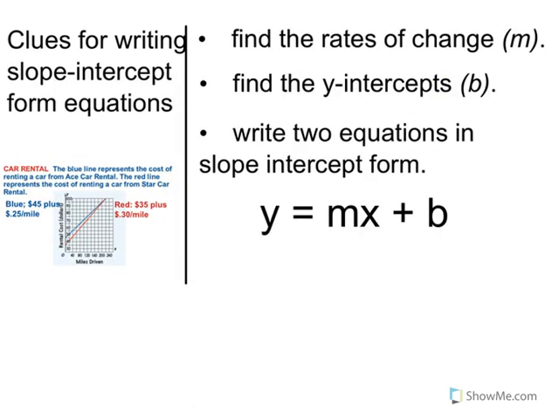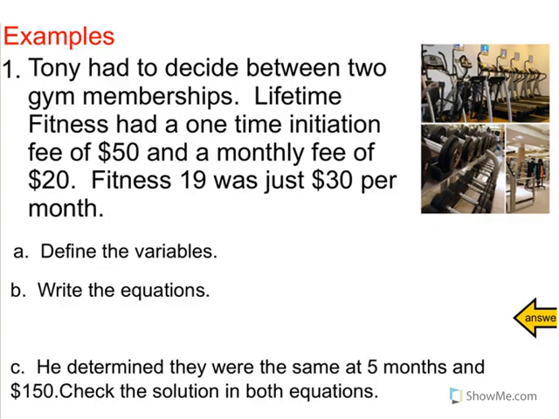There are certain cases where we're writing from slope-intercept form, and the clues you want to look for are: is there anything that indicates a rate of change? Are there words like "per"? Is there an initial value that would represent a y-intercept, or a one-time fee? That's going to be a huge clue for you that the equation should be written in slope-intercept form. Once you've identified those two things, you're going to write the two equations in slope-intercept form, and then again you can solve them from there.